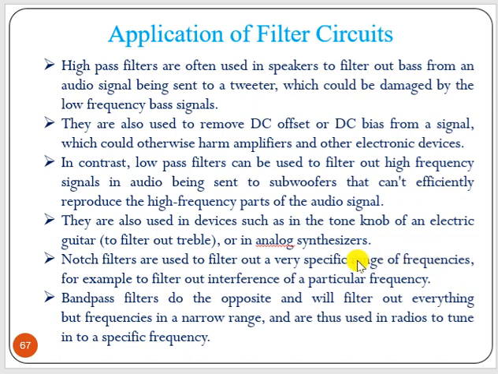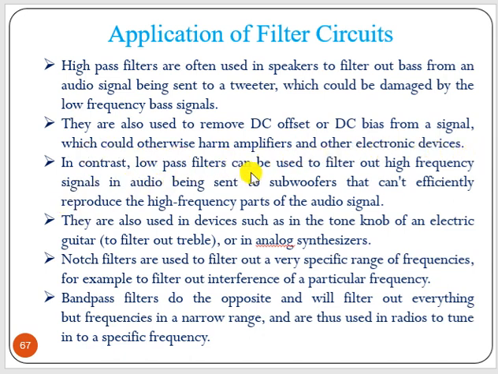Now let me say some applications of filter circuits. There are lots of applications; I'm just telling you one or two points. High pass filters are often used in speakers to filter out bass from an audio signal being sent to the tweeter, which could be damaged by the low frequency bass signal. They are also used to remove DC offset or DC bias from a signal, where DC offset means 1 hertz, 2 hertz frequency. We have to use a high pass filter to remove that, which could otherwise harm amplifiers and other electronic devices.